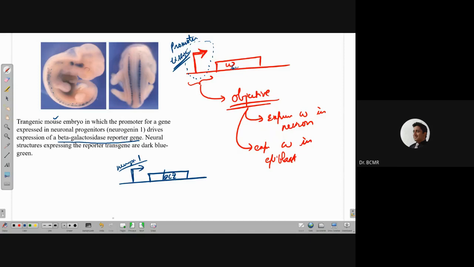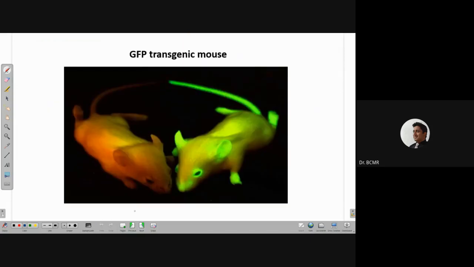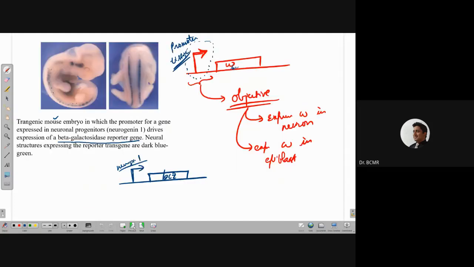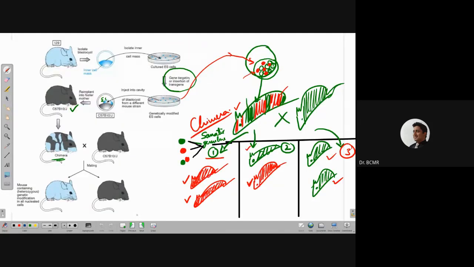People use GFP a lot. You can use GFP and use the promoter which will allow proper expression of the gene where you want, when you want. Okay. Any questions? You must have something here. If you have any questions, please let me know.